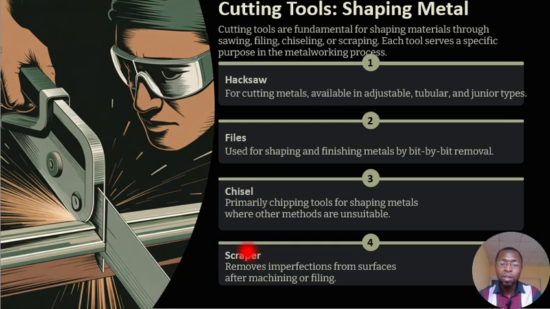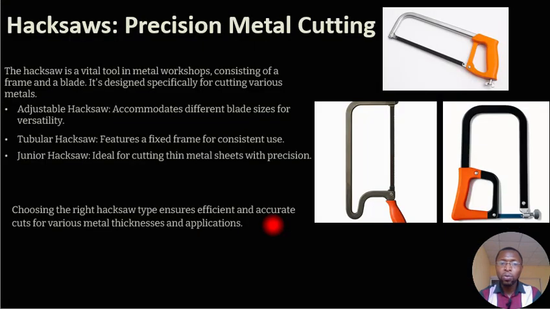And lastly, we have the scraper. The scraper removes imperfections from surfaces after filing. So after you have done the work of filing, then you use the scraper to perfect the work. Okay, so these are the various types of cutting tools we have. Now let us go into details on axle.